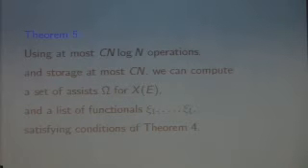So in the next 2 theorems, suppose that, using at most Cn log n operations and at most Cn storage, we can compute the set of assists, and we can compute the list of functionals, C1 to CL, satisfying the conditions of Theorem 4. What that means is that if you give me a set with n elements, but not yet a function f on that set, I will do n log n work in space n, and I will come up with everything I need to pre-compute.